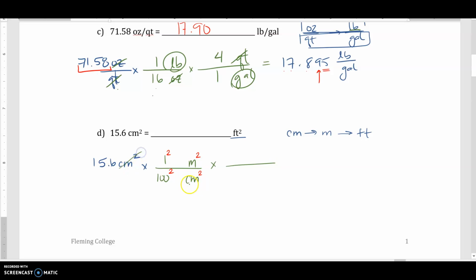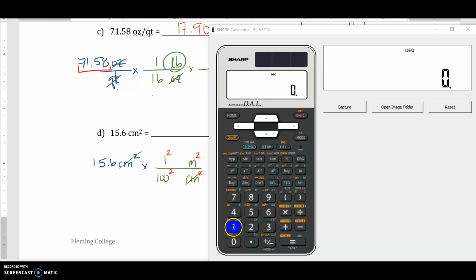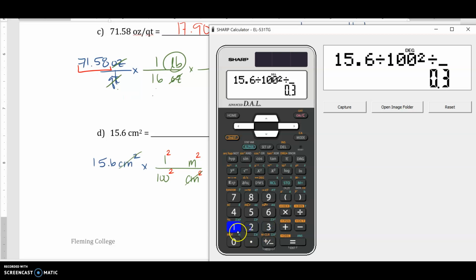This would cancel out units of centimeters squared. I want to cancel out meters squared and get to square feet. Again, my linear conversion tells me that 1 foot is 0.3048 meters. If I want to square the units, I square the numbers as well. We can put this into the calculator now. So I do 15.6 divide by 100 squared, and then divide by 0.3048 squared. And that gives me 0.01679.